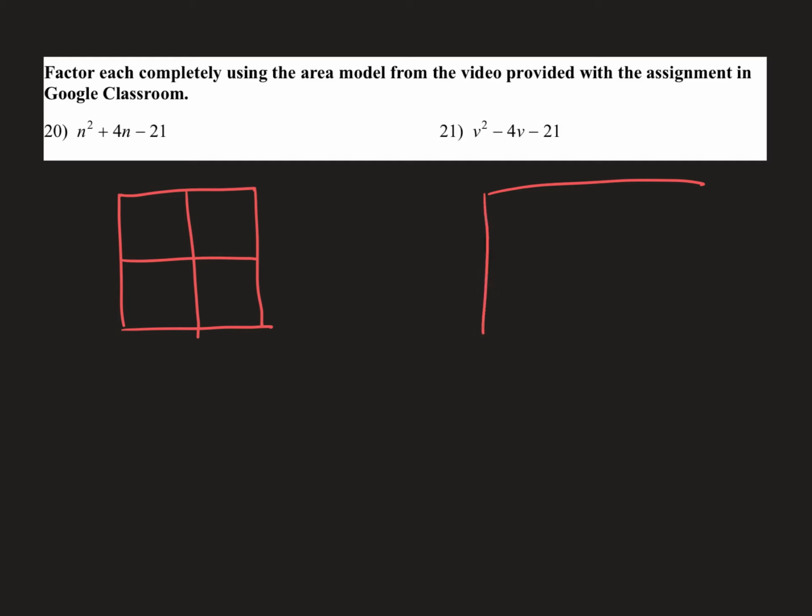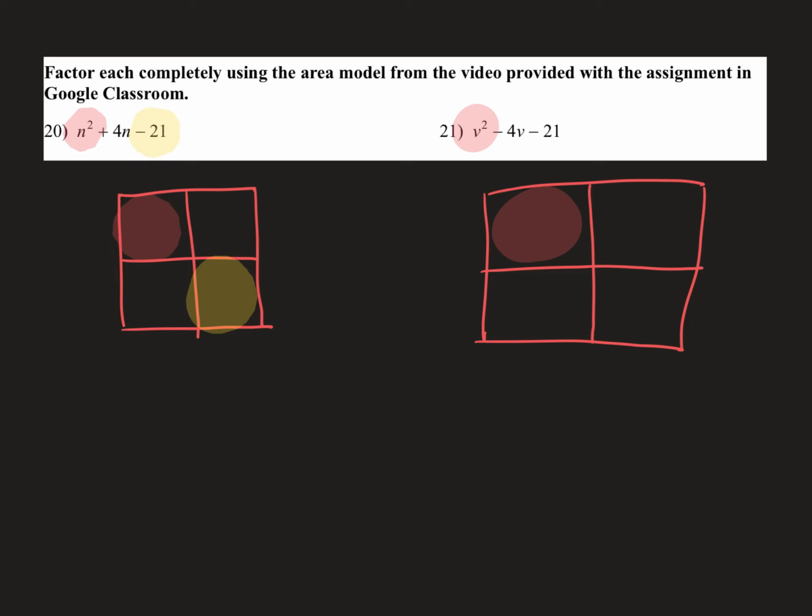Now, to factor completely using the area model. The area model is just a box. So for each of these, I want you to write down the problem, and then I want you to draw yourself a box. In that box, n squared goes in the first box, and negative 21 goes in the second box, and b squared goes in the first box, and negative 21 goes in the second box.